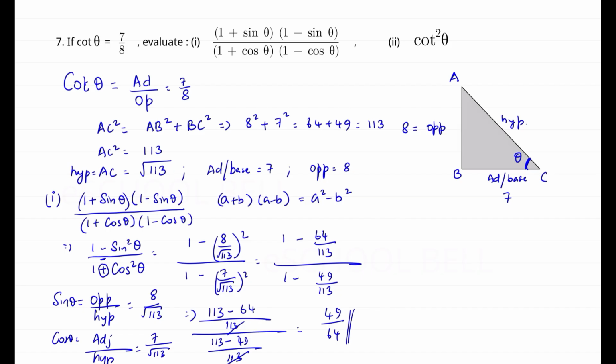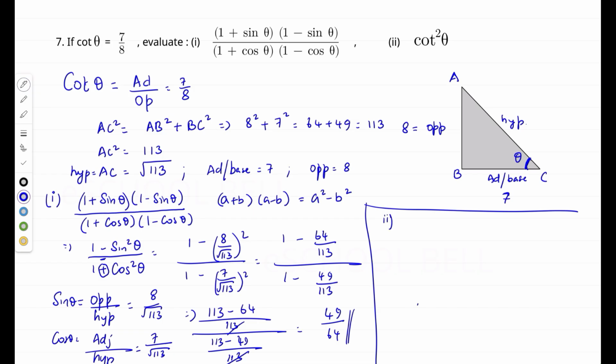Hope you understood. Second part of the question is, find cot square theta. So that is equal to 7 square by 8 square, which is equal to 49 by 64. This is a straightforward question. Therefore, cot square theta will be equal to 49 by 64. This is the answer for the second part of the question. Hope you understood the working.